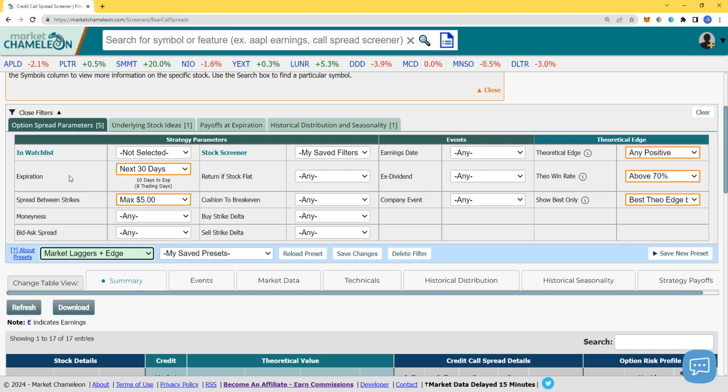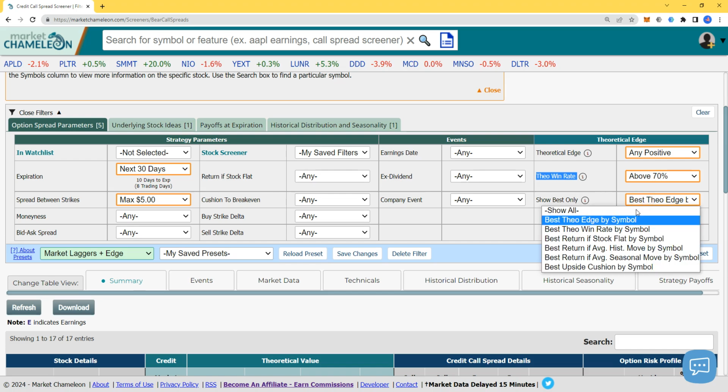We got ourselves expiration the next 30 days. The strike, the spread is up to $5. All those are the same, no filters. And here, theoretical edge, we got ourselves any positive. That's good. Theoretical win rate above 70%. That's what we need. And show best by ratio. Let's see what we got.